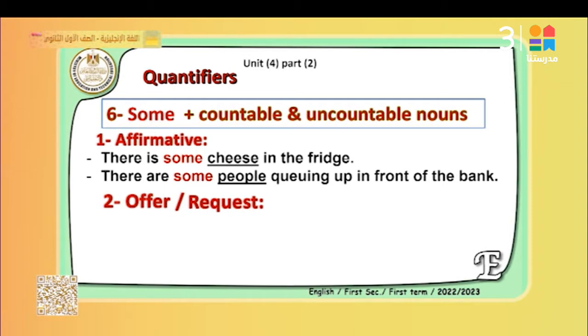There are some people queuing up in front of the bank. So we can use some with countable and uncountable. It can be used in a question which expresses an offer or request. So we can say, would you like some tea? Here we cannot say, would you like any tea? We say, would you like some tea? Because it's an offer. I offer you some tea.